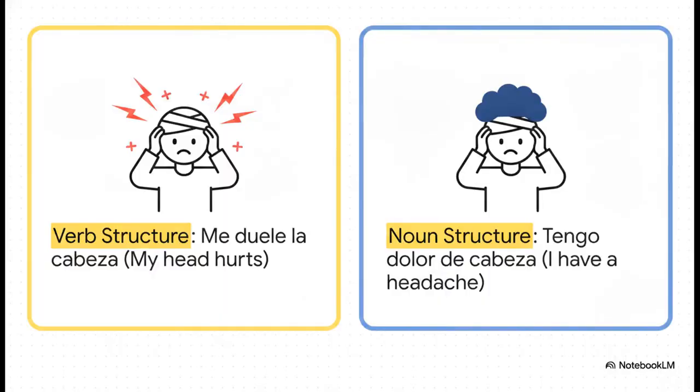Now, both of these phrases mean the exact same thing, but look at the grammar here. Using the verb, you'd say, me duele la cabeza, which literally translates to, the head causes me pain. But if you use the noun, you have to use the verb to have, so it becomes, tengo dolor de cabeza. It's a fundamental mindset shift, really.